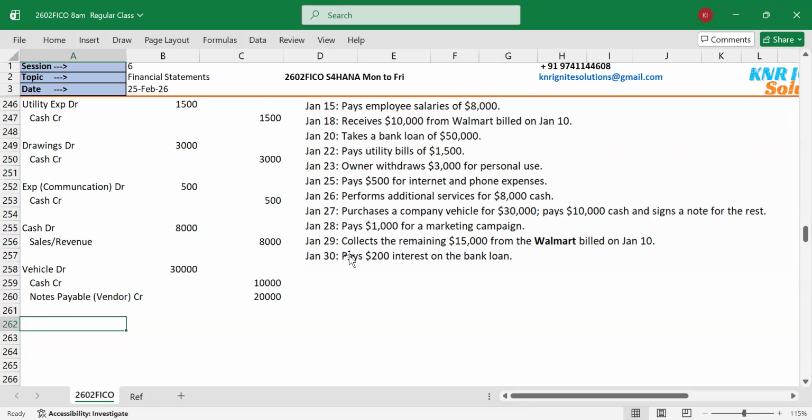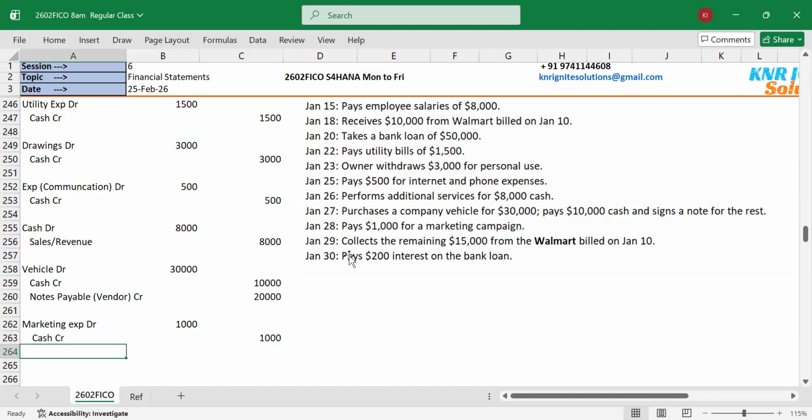Now the next transaction: he pays 1,000 for a marketing campaign. This is purely an expense again. So marketing expense debit and your cash credit. This is just 1,000.